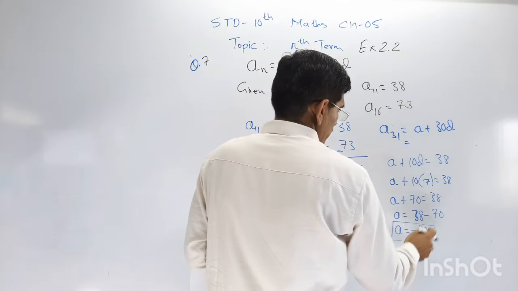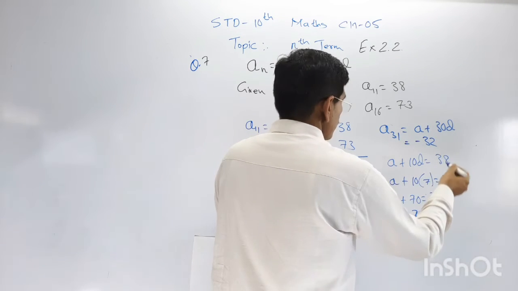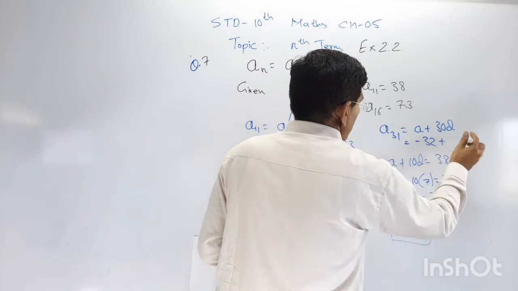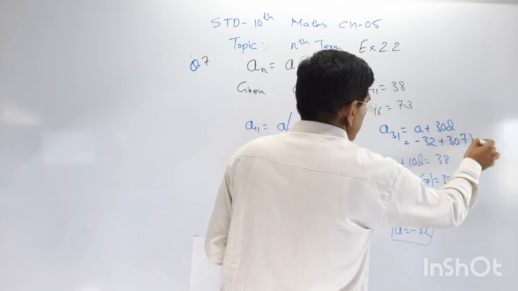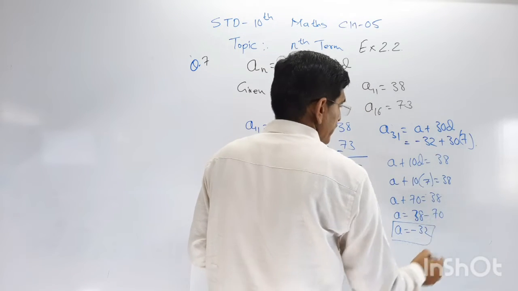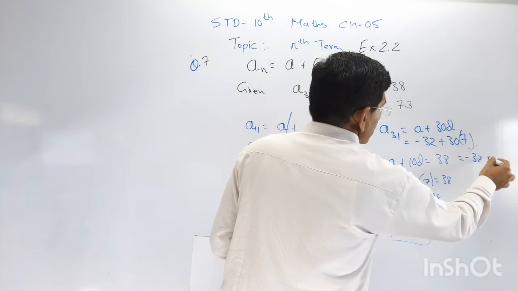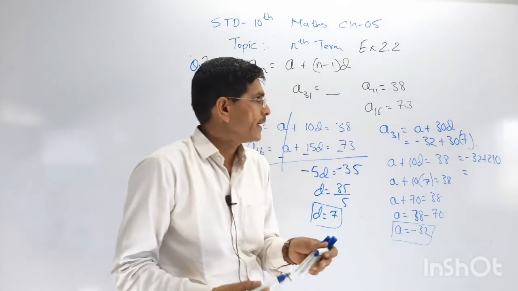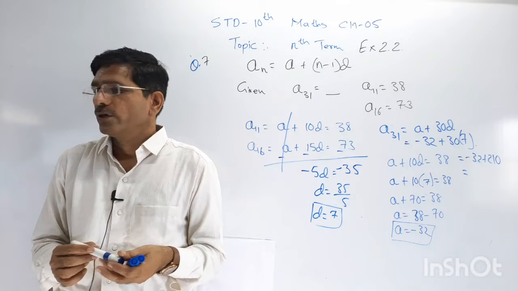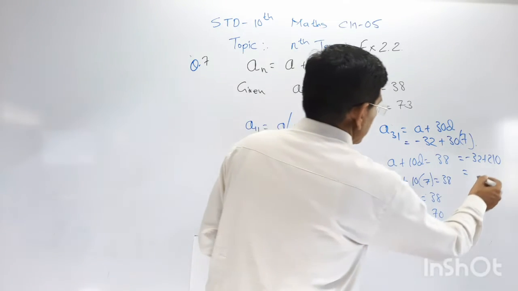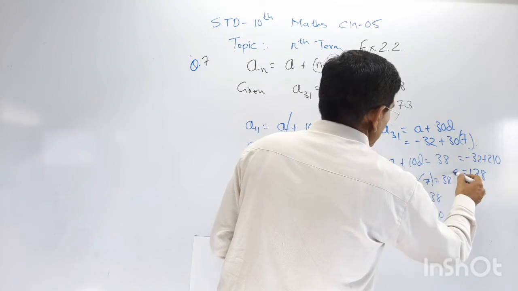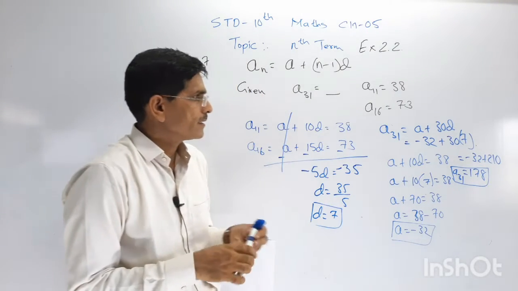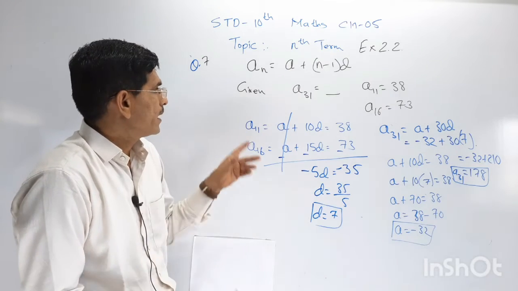So minus 32 plus 30 into 7, 30 into 7. So that is minus 32 plus 210. So 210 minus 32, that is 178. So A31 is equal to 178.